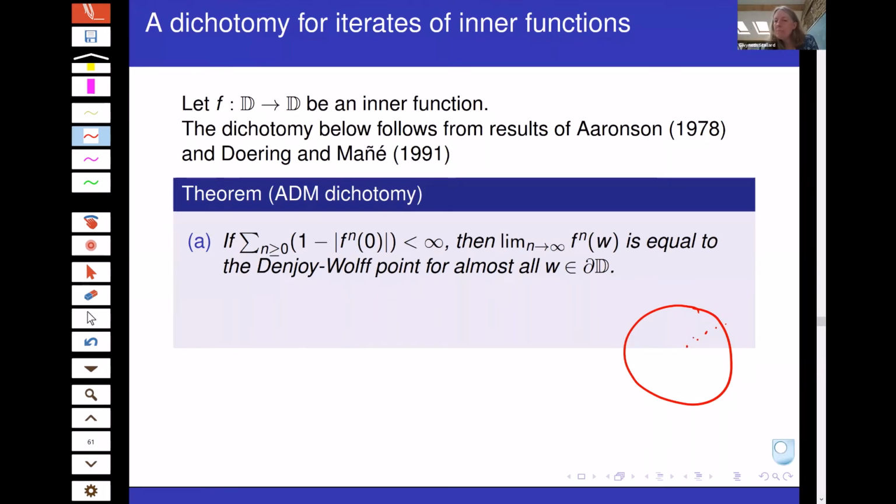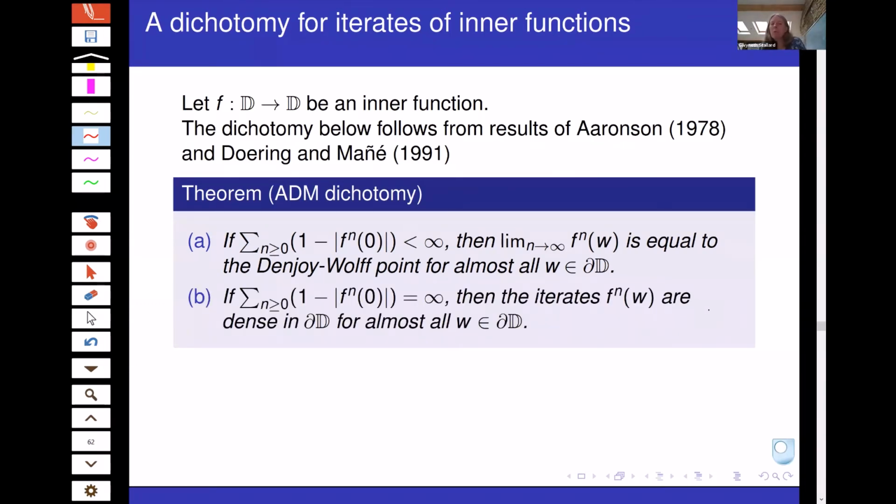So as long as your interior point is converging fast enough, nearly all the boundary points will have the same limiting behaviour. And then conversely, if your interior point is either staying away from the boundary or converging to the Denjoy-Wolff point on the boundary slowly, so that this sum is divergent, then you have the complete opposite behaviour: almost all points on the unit circle, their iterates are actually dense in the unit circle. So they're not converging towards the Denjoy-Wolff point. In fact, far from that, they have these dense orbits. So you get these 2 very, very different types of behaviour depending on whether this sum is convergent or divergent.